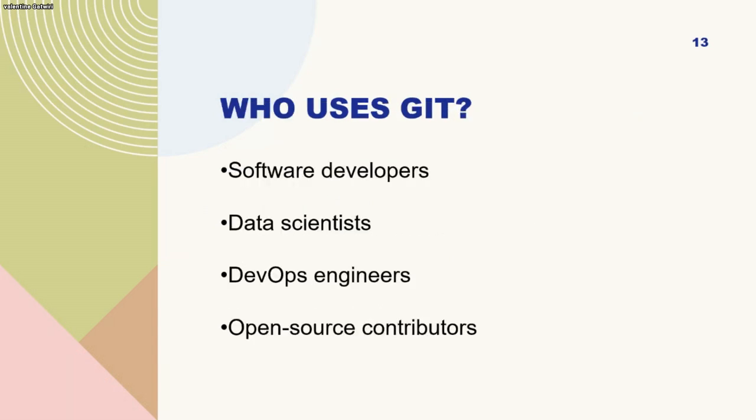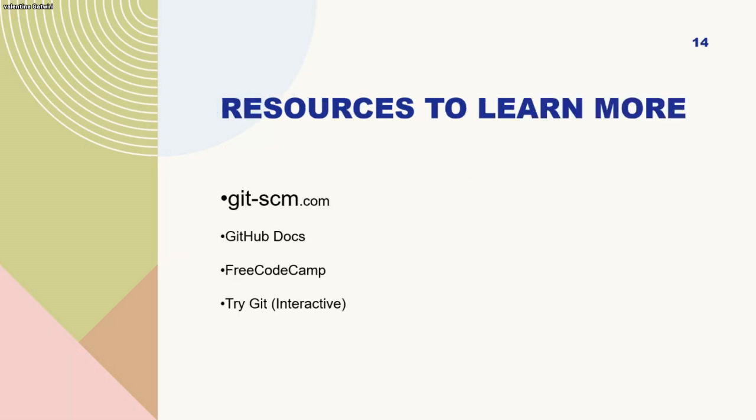So who uses Git? Software developers, data scientists, DevOps engineers, open source contributors. Resources, there's a lot of resources out there, but some of them are the official Git site and Try Git, freeCodeCamp, and GitHub documentation.